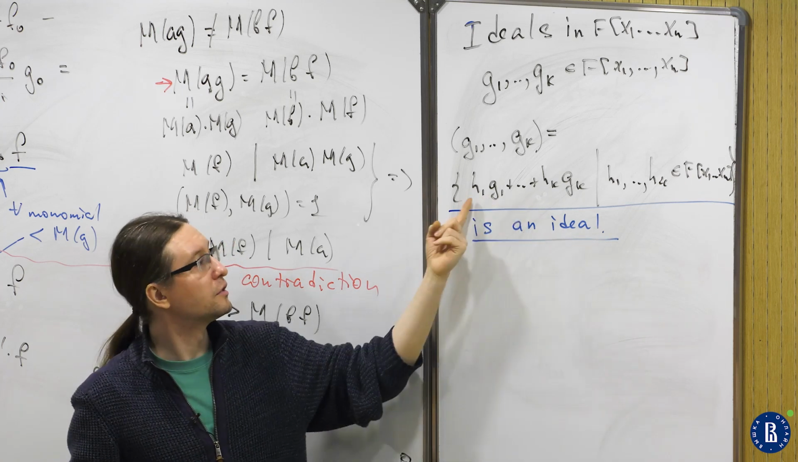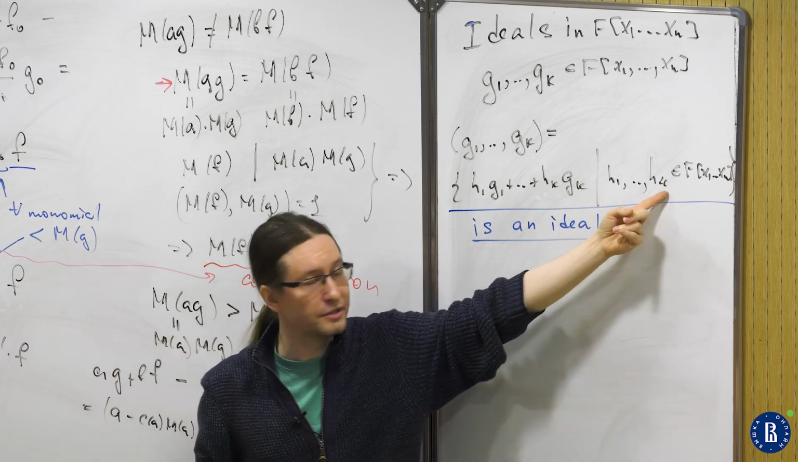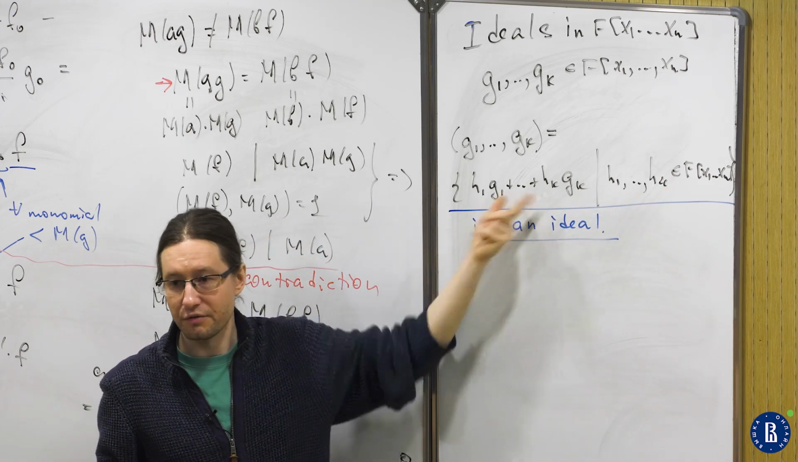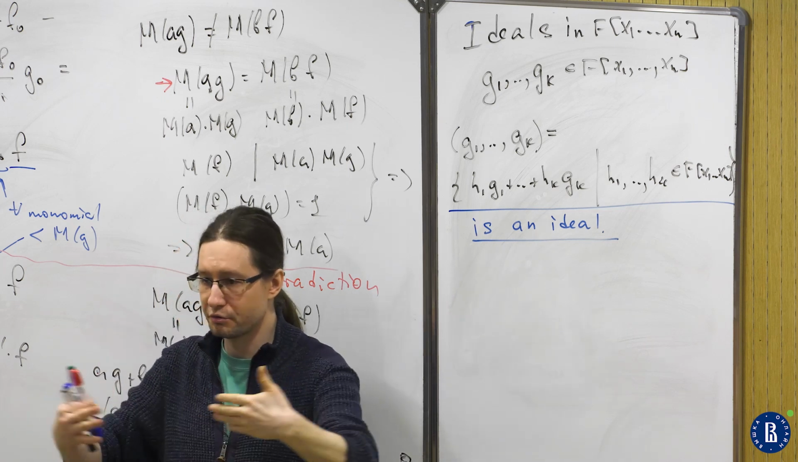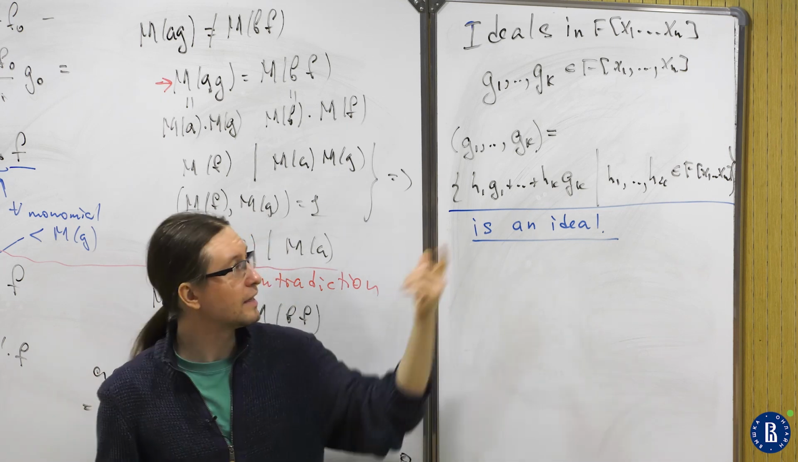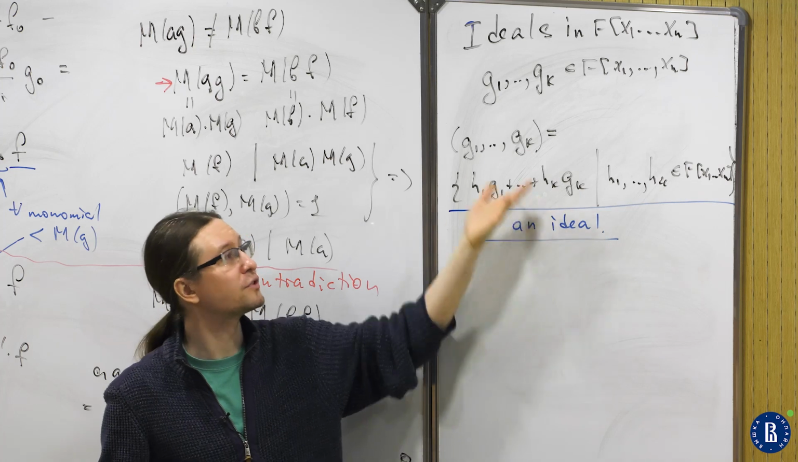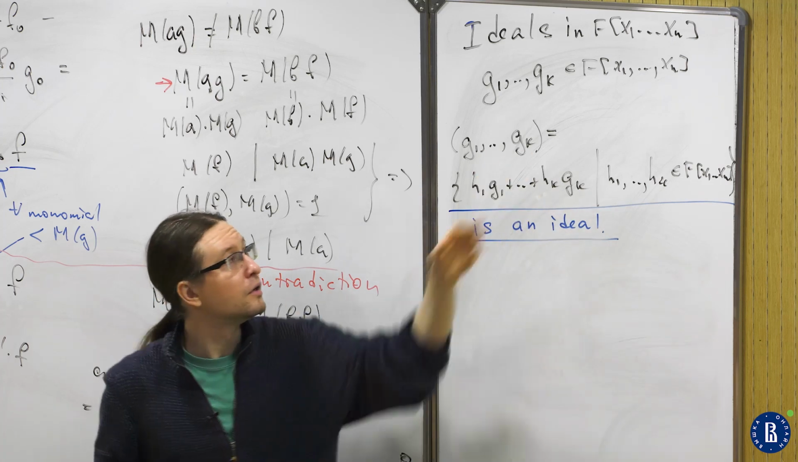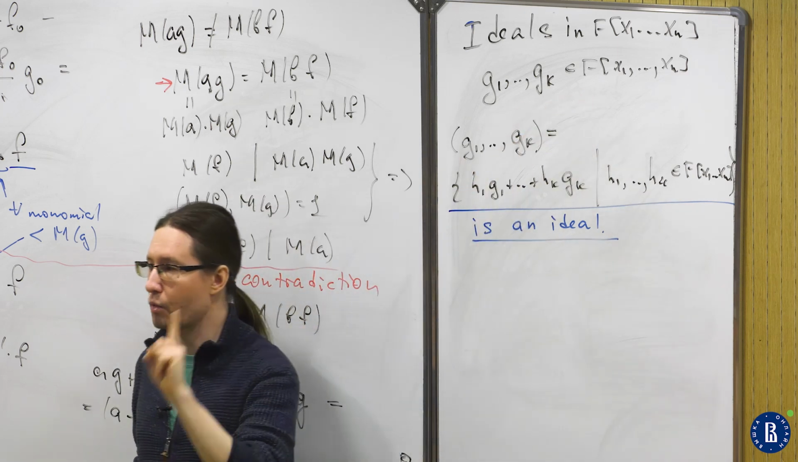Well, it's clear that the zero is here when all h's are zero. Now, if you take two expressions of this form and you add them together or subtract one from another one, you will get an expression of the same form, so it's also inside this set. So it's an additive subgroup of this ring. This is the property number 1.